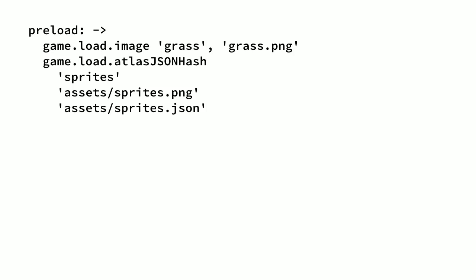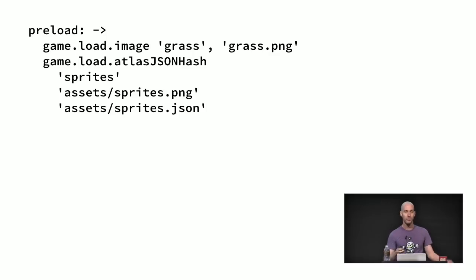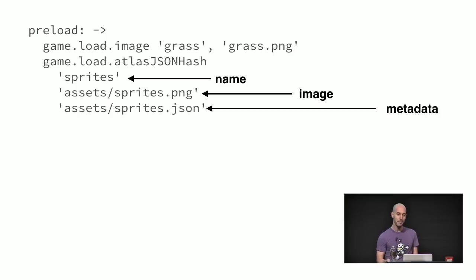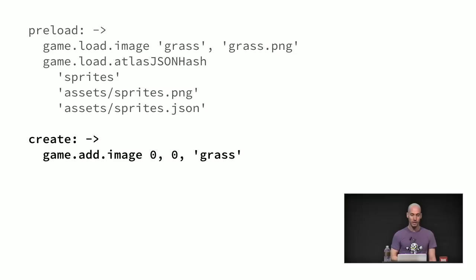So we are going to load an image, grass, in the background. That's just like the logo before. That's nothing new. But we're also going to load this atlas JSON hash. So we're going to give it a name. We'll call this atlas our sprites atlas. And then all we have to do is tell it the name, where the image for the atlas is, and where the metadata file is. And if we do that, we can use it.